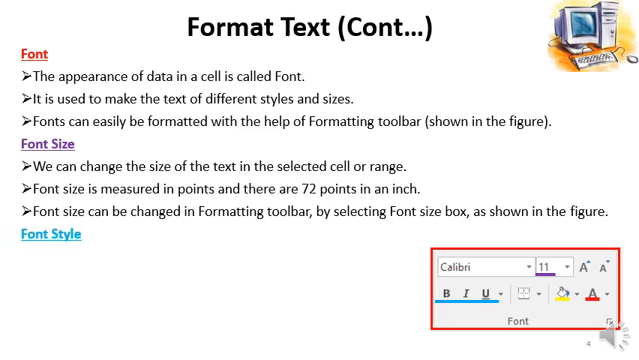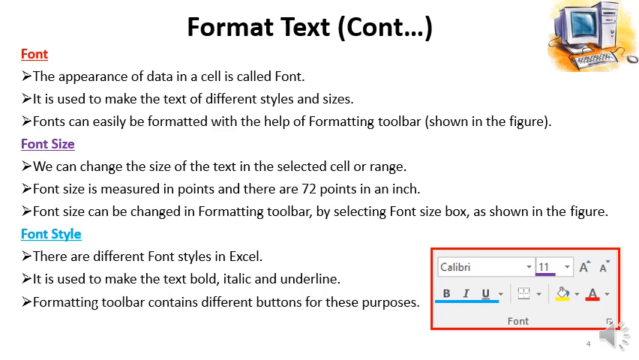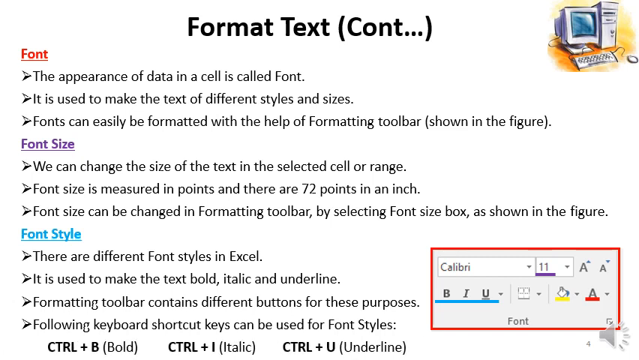Font style. There are different font styles in Excel. It is used to make the text bold, italic, and underline. The formatting toolbar contains different buttons for these purposes. The following keyboard shortcuts can also be used for font styles. For example, to make the text bold, the shortcut key is Ctrl+B, for italic, Ctrl+I is the shortcut key, and for underline, Ctrl+U is the keyboard shortcut.